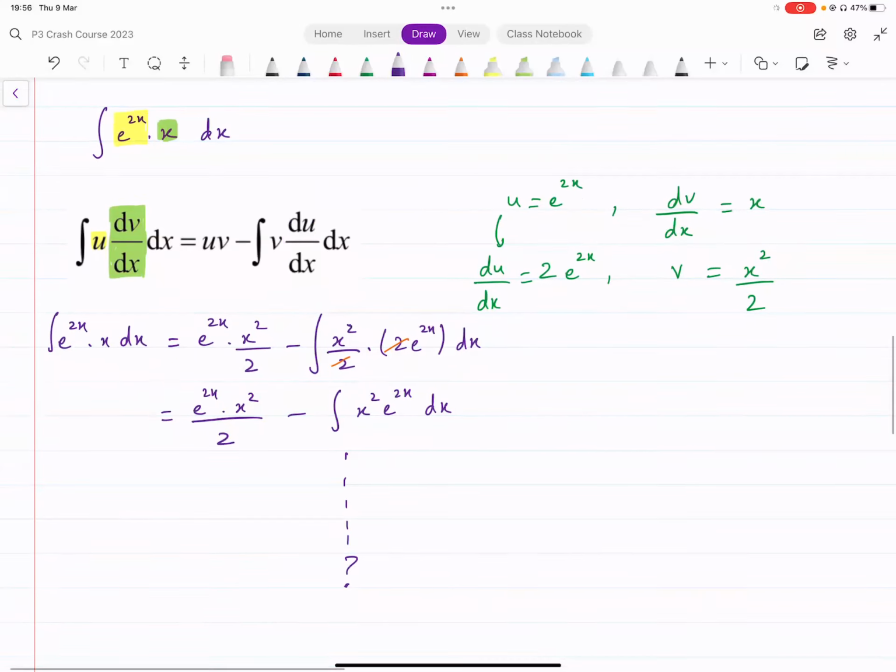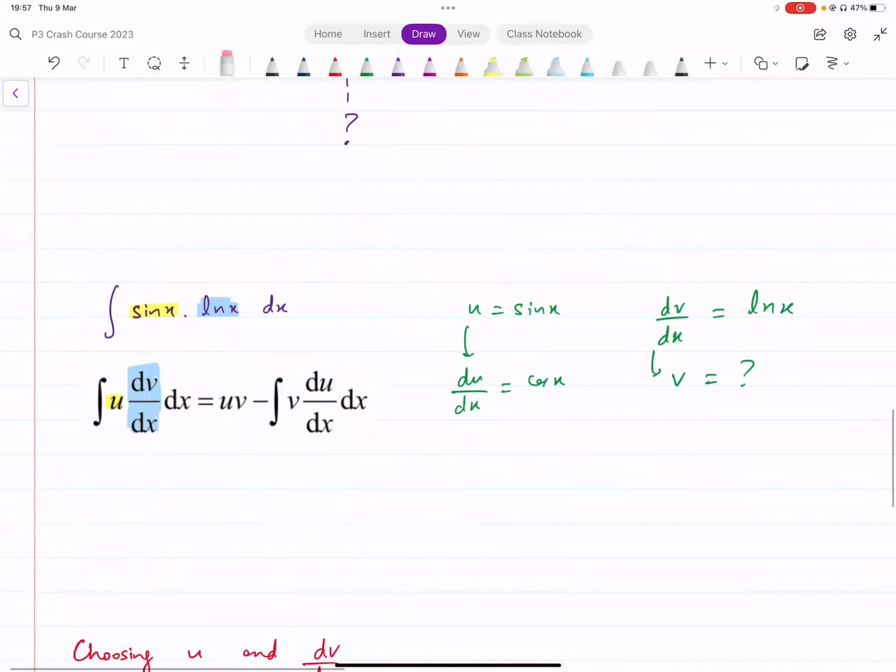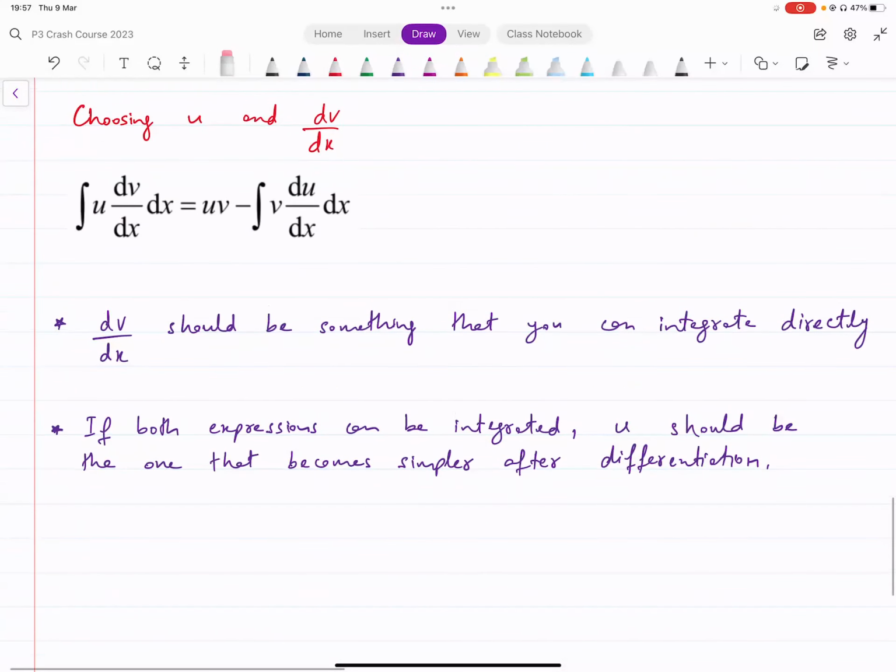e power 2x was not becoming any simpler after differentiation. The derivative of e power 2x gave us 2 e raised to power 2x. That was not any simpler than the original function. On the other hand, if you chose x as u, du over dx would have given you just 1, and that would have been simpler than the original expression. All right. So that's how you decide between dv over dx and u.